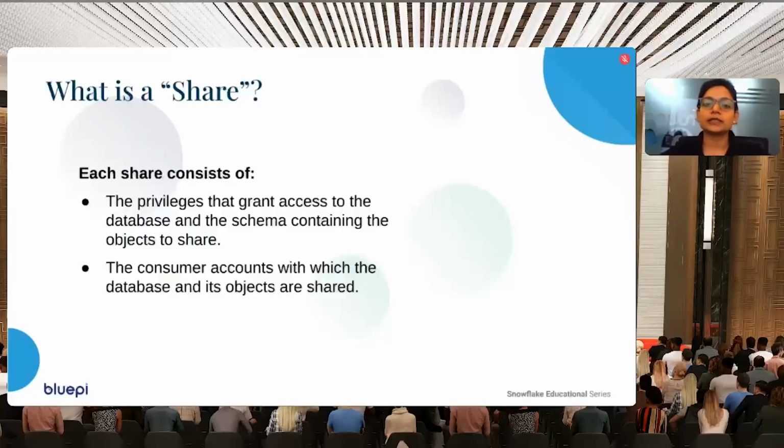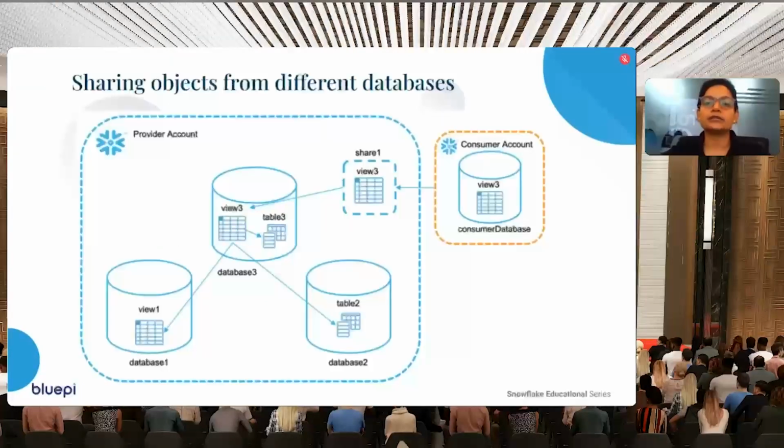Now, if the objects to be shared are in one database only, a share can be created for that database and access to all objects can be given. But if objects are in multiple databases, like this as shown in the figure, then we need to create a view from multiple databases and then create a share for this view. And in this way, objects from multiple databases can be shared.